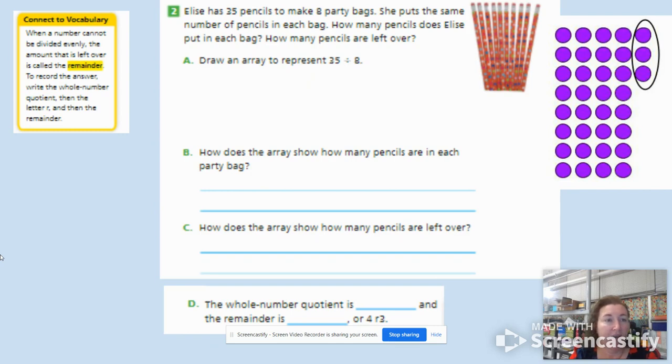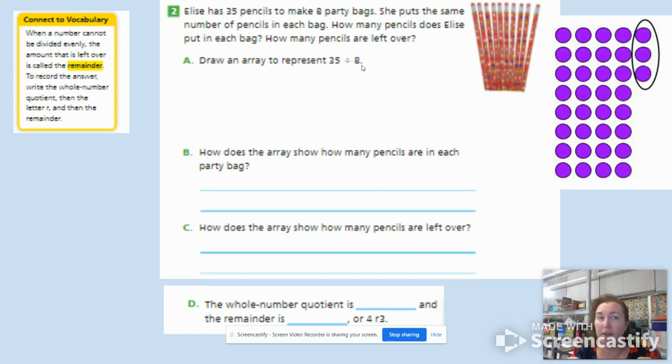The next day, we introduced having division problems with remainders. This was a problem about Elise having 35 pencils, and she wants to make 8 party bags. And she's going to put the same amount of pencils in each party bag. So we learned to do this using an array. A says draw an array to represent 35 divided by 8, 35 pencils divided into 8 party bags.